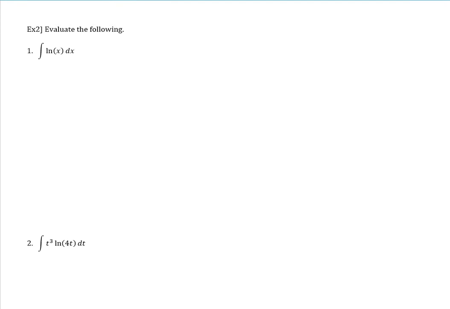Hi everyone, welcome to our video on using integration by parts to integrate log functions. So whenever there's a log function involved and u substitution doesn't work, for instance, usually we would let u equal ln of x and then du would be 1 over x, but there's no 1 over x in any part of this integral, so that means this does not work.